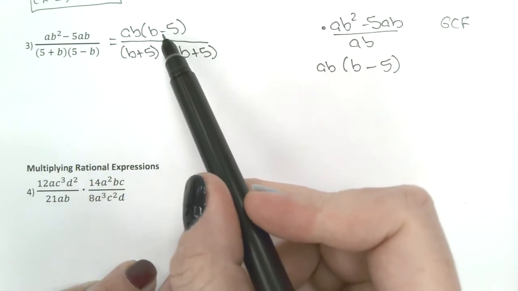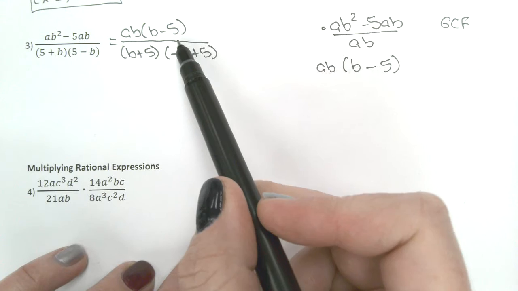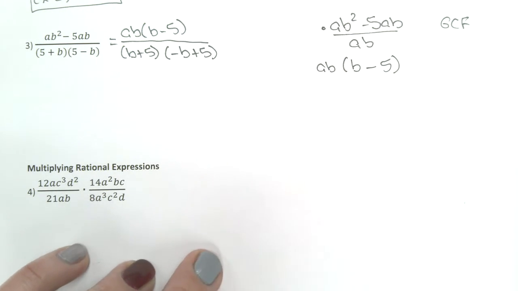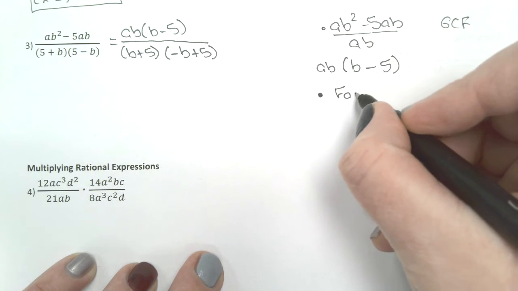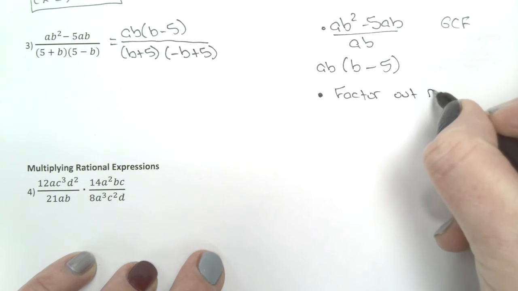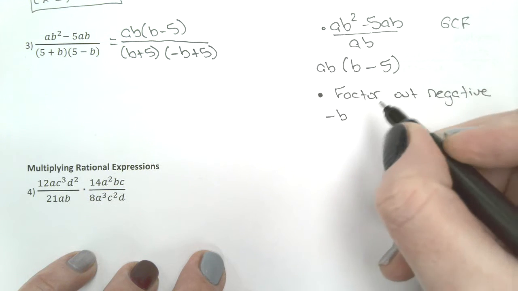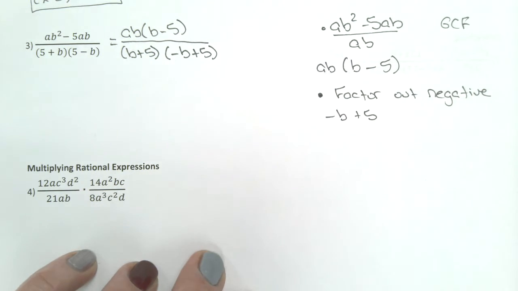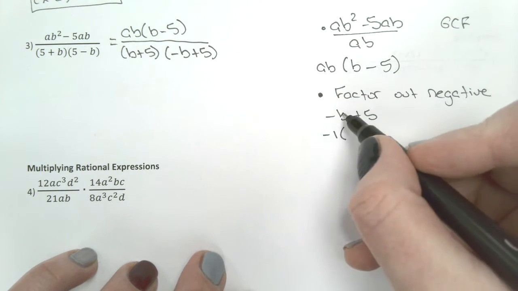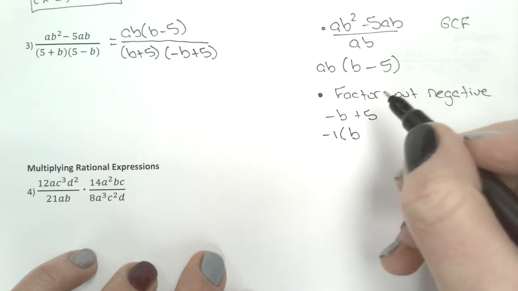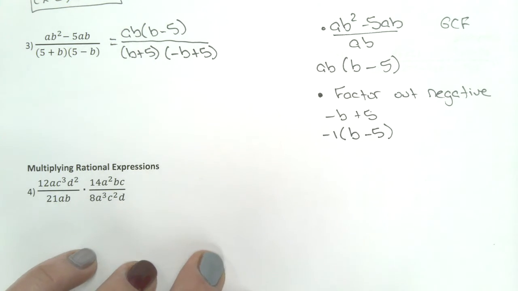So this B minus 5 and this negative B plus 5, they're super close, but the negative is on the opposite term. And so let's take care of that. You can factor out a negative. And I'm going to do it on the bottom one, the negative B plus 5. I'm going to factor a negative 1 out of that. So that negative divided by negative is positive B. 5 divided by negative 1 would be negative 5.